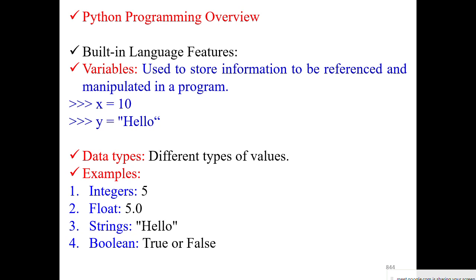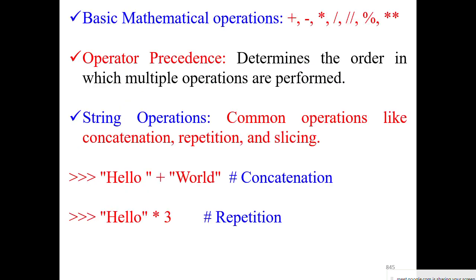Now data types, which are different types of values, like integers. 5 is an integer, 5.0 is a float. Strings: "Hello" is a string, a collection of characters enclosed in double quotation marks. Boolean is a data type that works for True or False. Here T and F are capital letters. It allows only the first letter capital and the remaining letters small. True, False. That's why Python is a case-sensitive programming language.